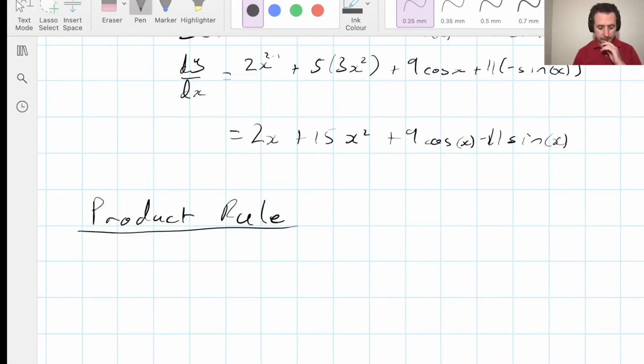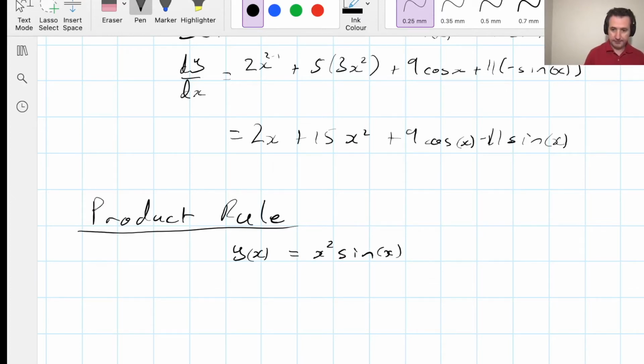Now we have the product rule. The product rule is based upon two functions multiplied by each other. The simplest example of that, or one example of that, is y of x is equal to x squared sine x. So in the product rule, you have two functions multiplied together. You have your x squared and you have your sine x. The product rule tells us to deal with them separately.